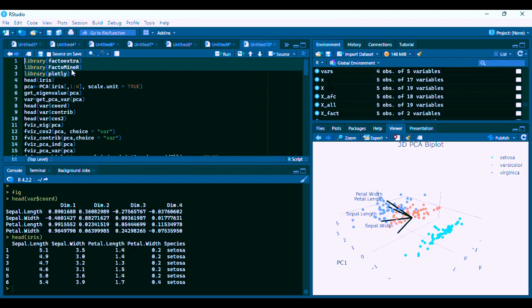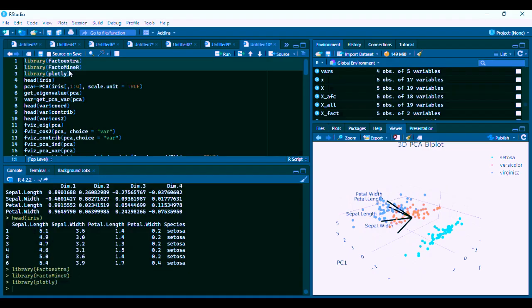First, we need to load these packages: FactoMineR, factoextra, and plotly for visualizing 3D PCA. PCA requires these 2 packages, FactoMineR and factoextra. So, using the famous iris dataset, PCA is a powerful technique, and why do we usually select this technique?